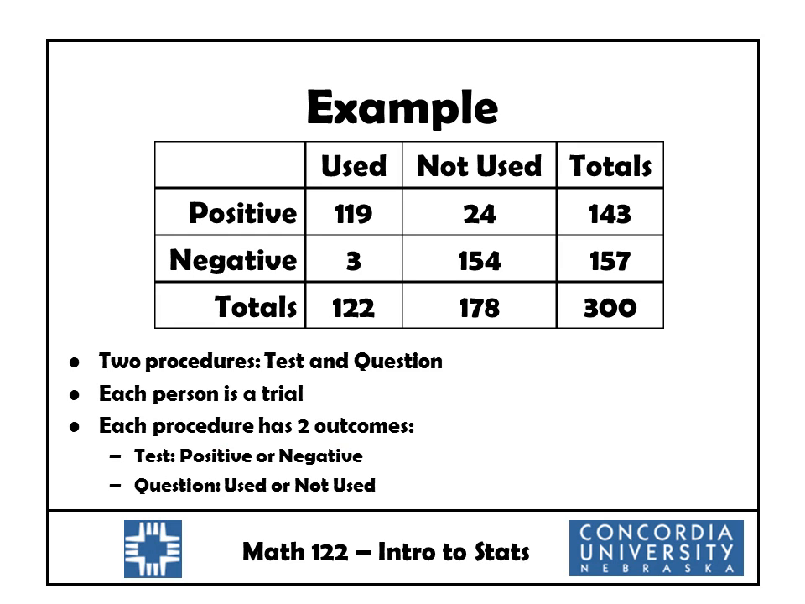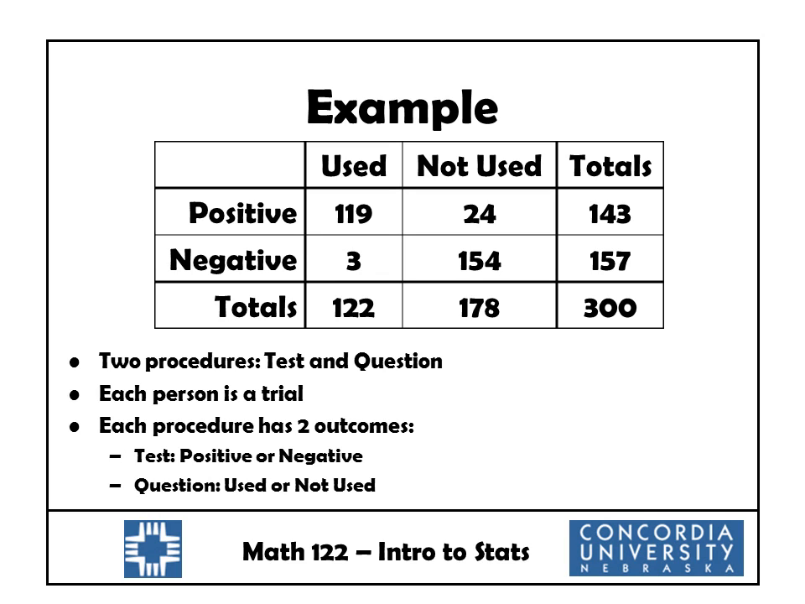So to illustrate the ideas, we're going to use this table of data. This table represents results from a marijuana drug test. 300 people were given the test. 143 of them tested positive, 157 tested negative. At the same time, they were asked, have you used marijuana or not used marijuana? A total of 122 people said they have used it, and 178 said they have not used it.